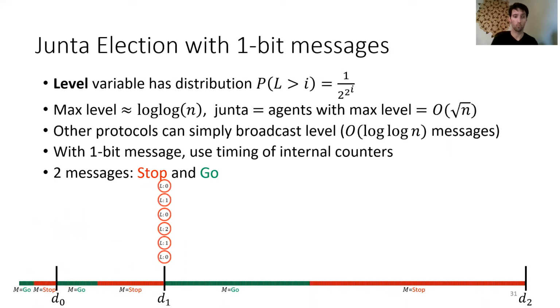Again, we reach door 1, and only the agent at level 2 can keep counting, but then the other agents come along with them. And finally, we get the whole population stopping here at door 2. And now all the agents have learned that the max level is 2. The one agent at level 2 knows it's in the junta. The rest of the agents know they're not in the junta.